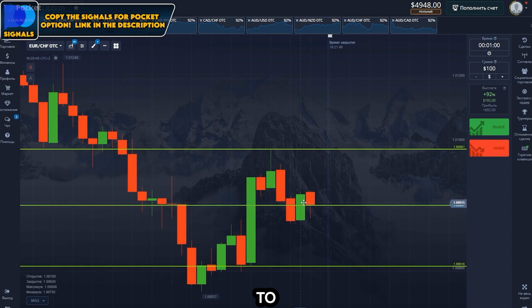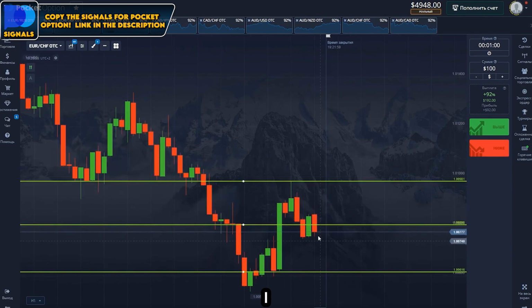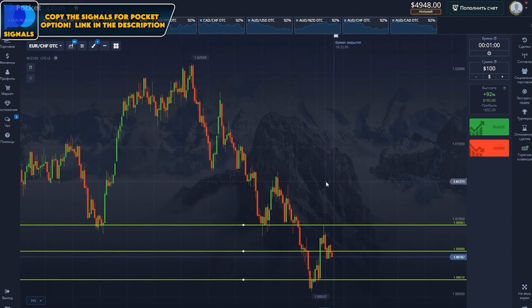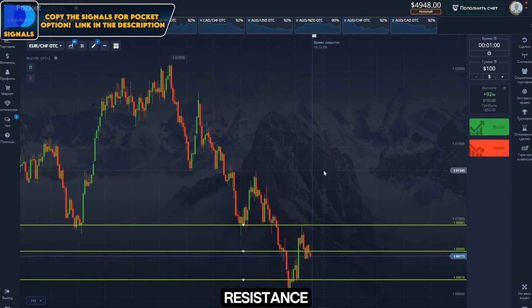Here we have returned to the resistance line. Yes, this candle was false. We returned to the lowest corridor, and I think the decline will continue. That's all. And this was Artem with the strategy based on support and resistance lines.